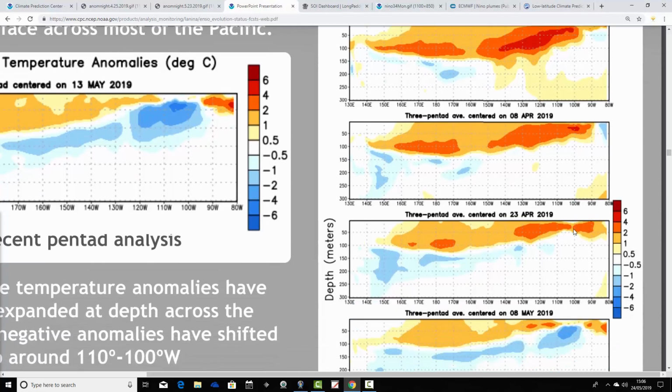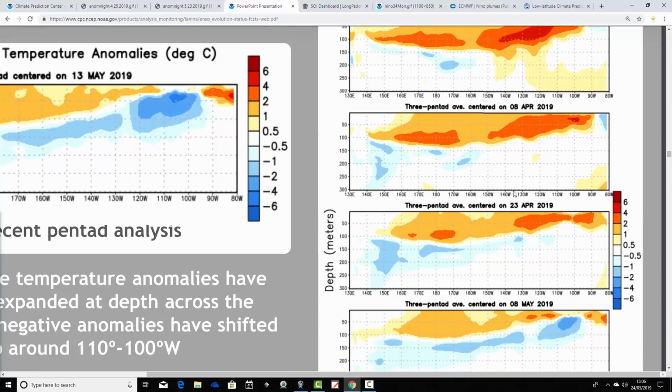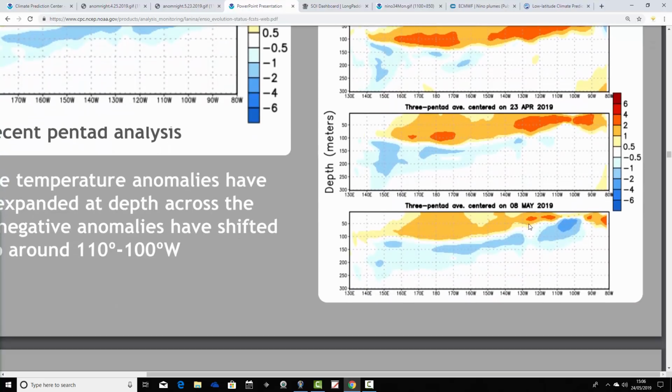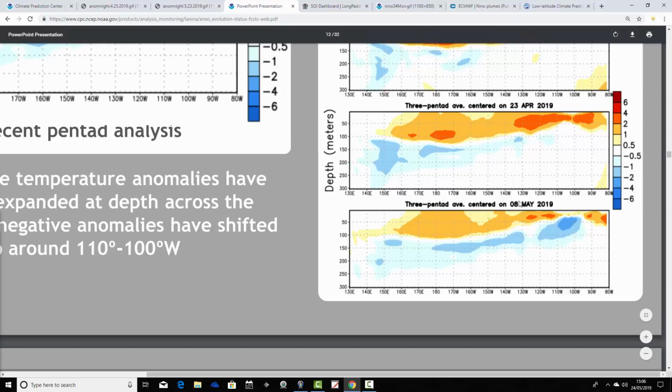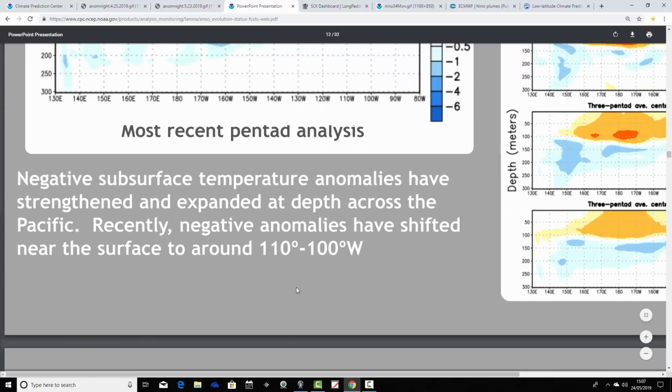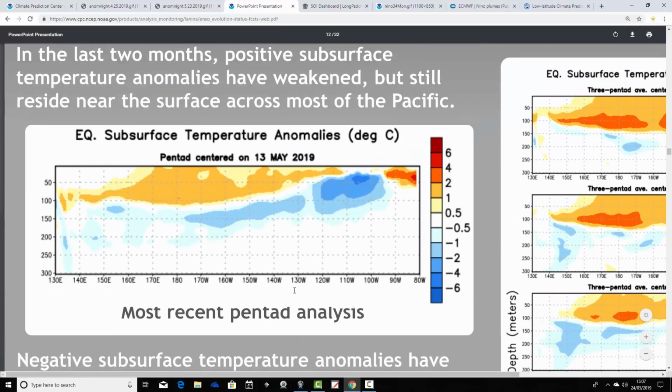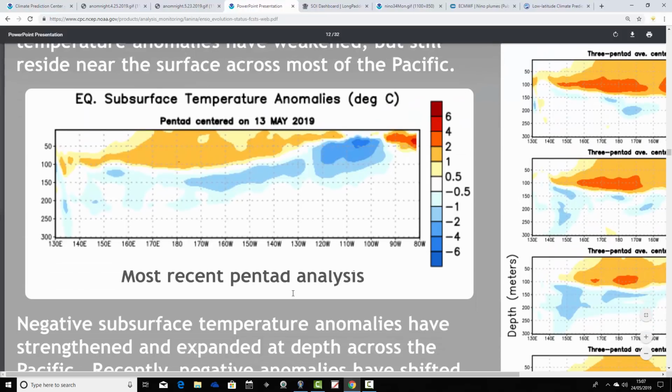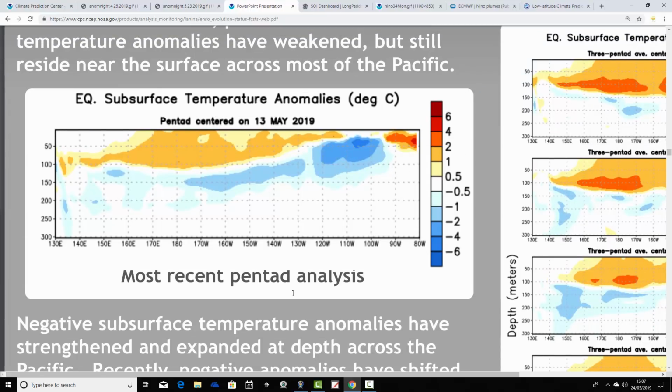But as we run through the weeks, that's the 8th of April, that's the 23rd of April, and that's the 8th of May, you'll see as we run through the weeks, that blue area does sort of expand at depth in the equatorial Pacific Ocean. And so we can say that at depth, the subsurface temperature anomalies are getting colder. Now, we don't have enough colder than average anomalies there to say we're going to go into a cold event.